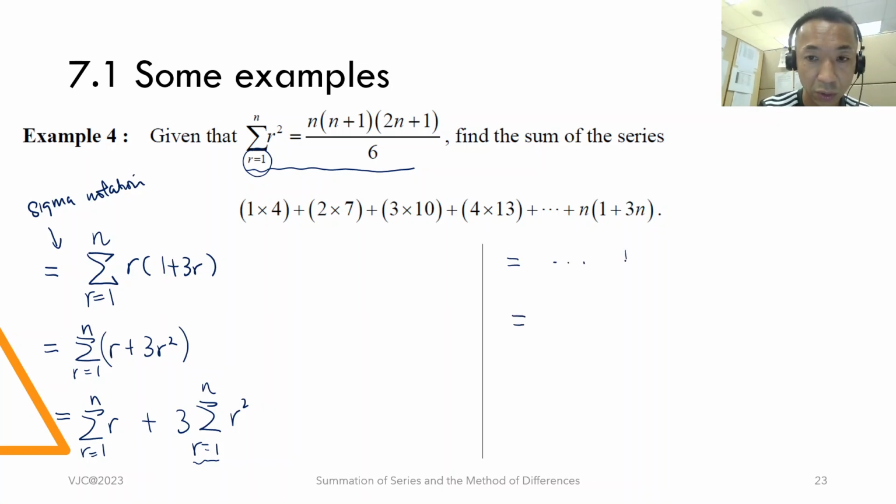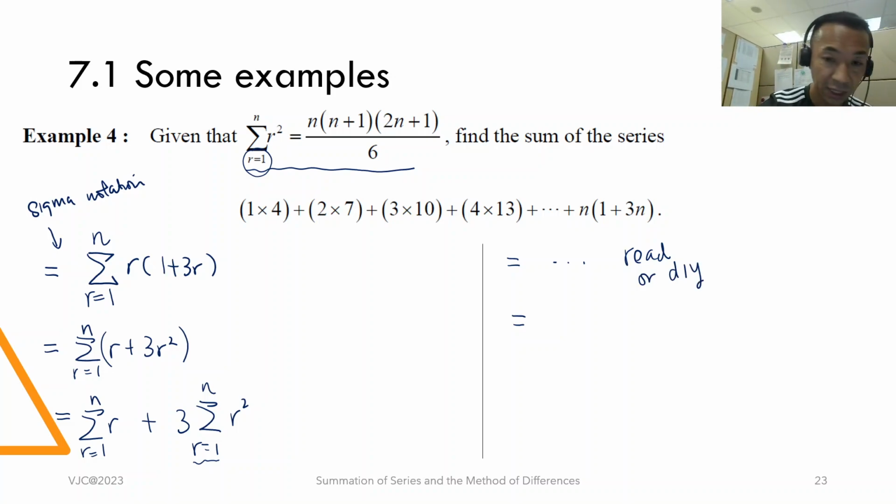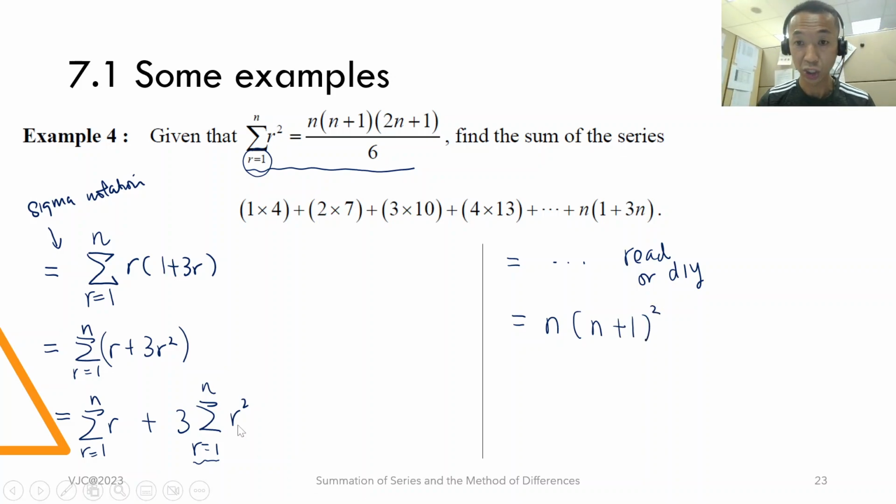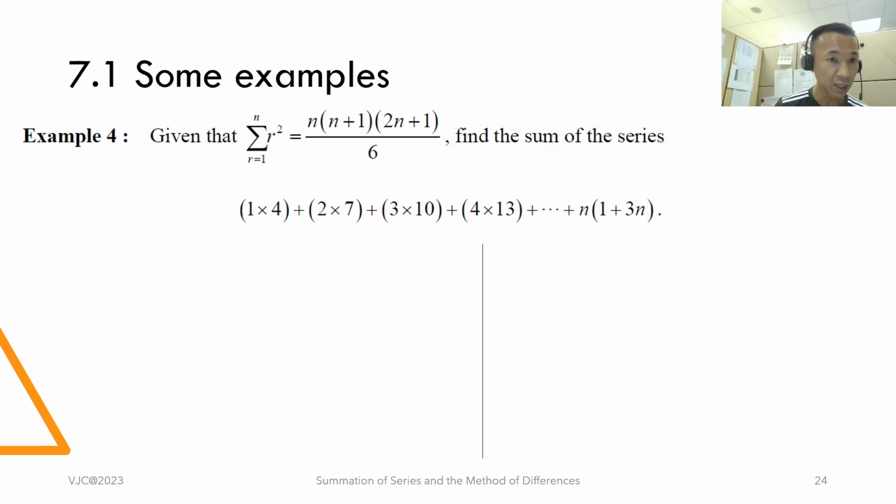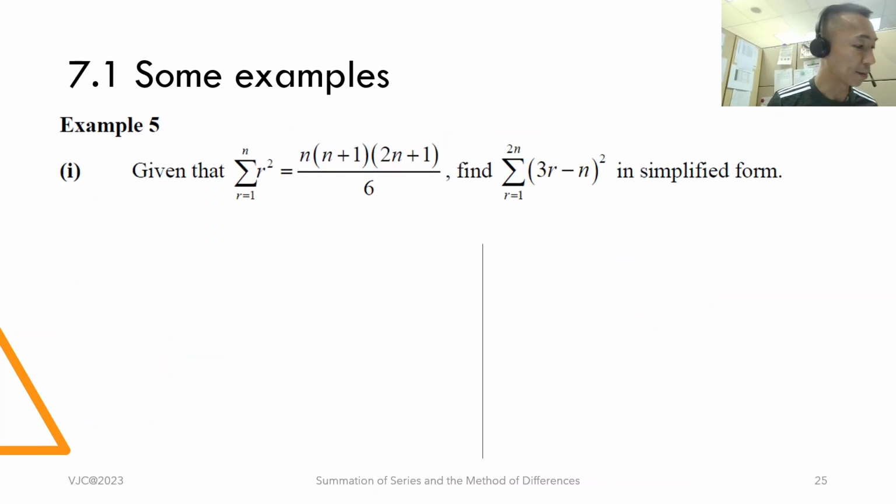You go and read on your own or do it DIY, and you will get a final answer, which is n plus 1 squared. I'm going to just leave it to you now because this is just a simple AP. You should be able to do it. I want to focus a little bit more on example 5. I want to use a bit more time on example 5.